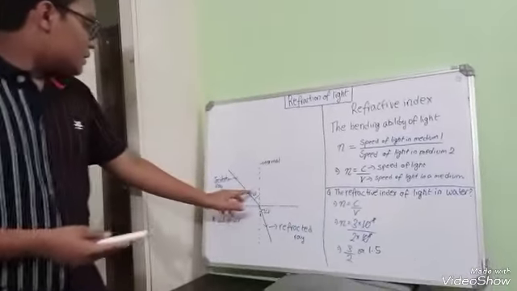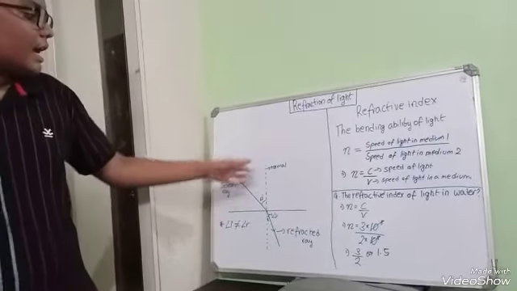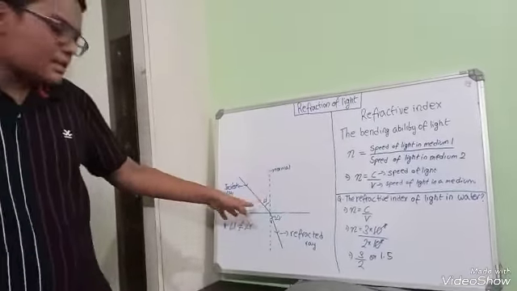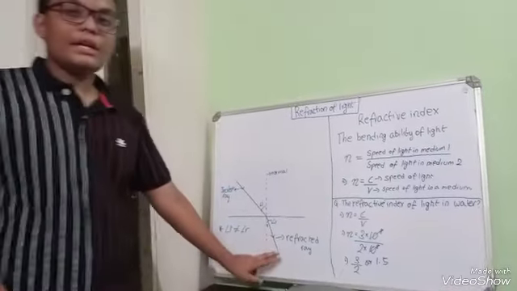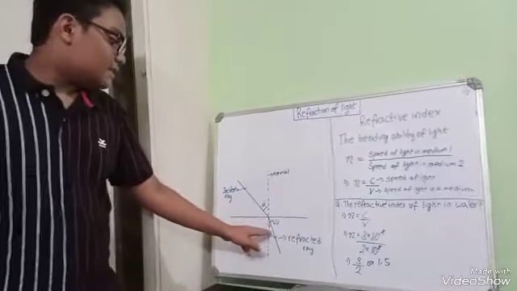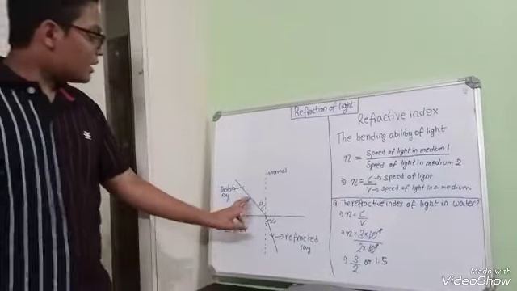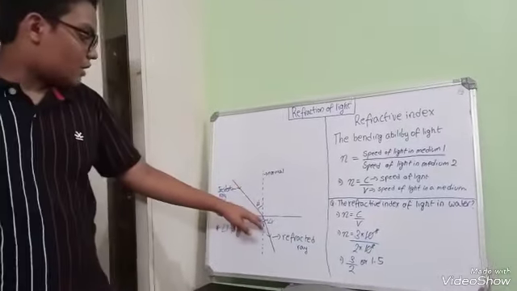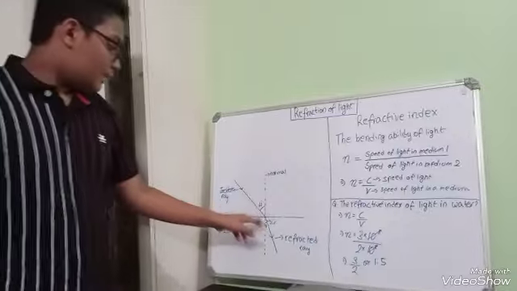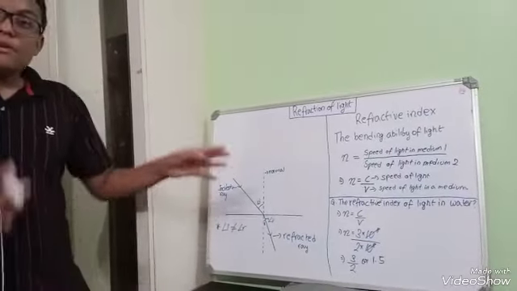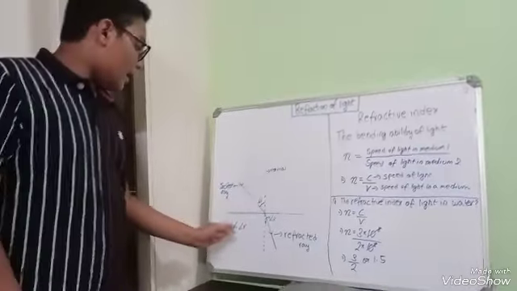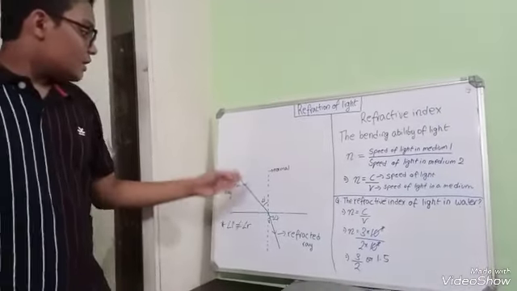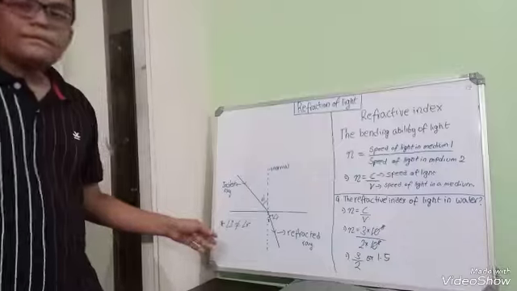Here, the angle between the incident ray and the normal is the angle of incidence, and the angle between the normal and the refracted ray is the angle of refraction. But you can see here that the angle of incidence is not equal to the angle of refraction. So we get a point that in refraction, the angle of incidence is not equal to the angle of refraction.